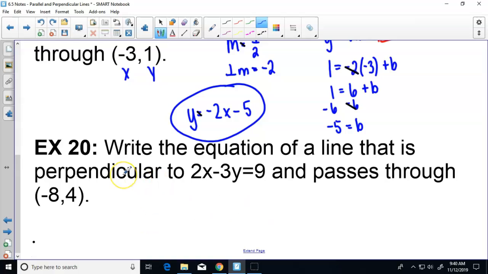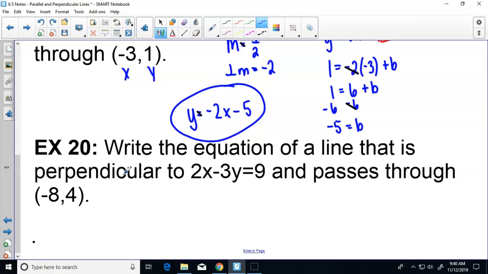Okay. 20 says write the equation of a line that is perpendicular to 2x minus 3y equals 9 and passes through -8, 4. This is almost the most difficult question you're going to have. Sometimes they go crazy and really ask some crazy stuff on the exam, but this is pretty much the most difficult question you're going to have. Other than that, it'll be a bonus question if it's more difficult for me.